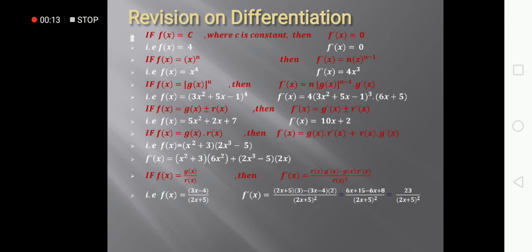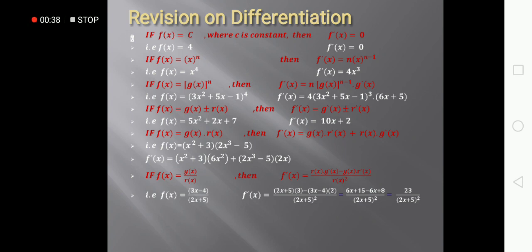First, number one, if f of x equals c where c is constant, then f dash equals 0. For example, f of x equals 4, so f dash equals 0. Number two, if f of x equals x power n, then f dash of x equals nx power n minus 1. For example, f of x equals x power 4, so f dash will be equal to 4x power 3.